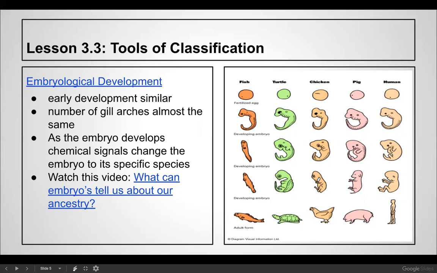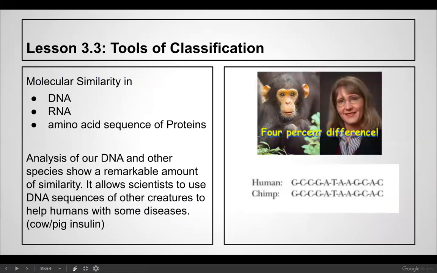So early development is similar. Number of gill arches, almost the same. As the embryo develops, chemical signals change the embryo to a specific species. You can watch the video and learn a little bit more about embryological development.